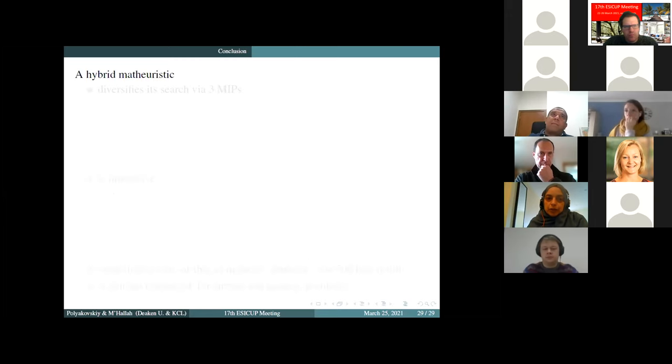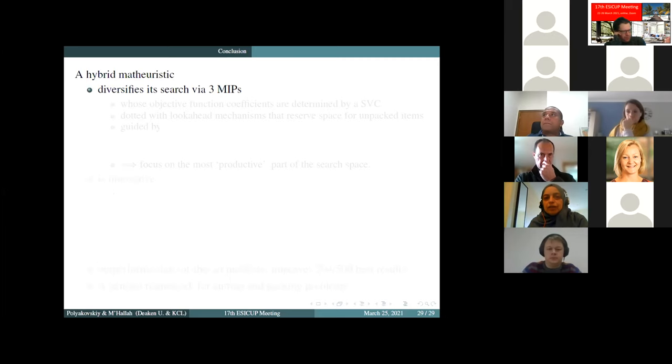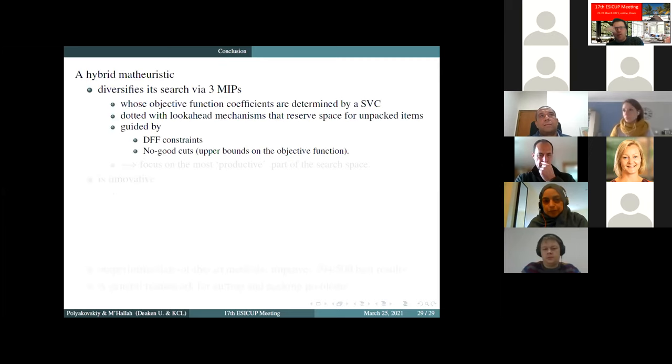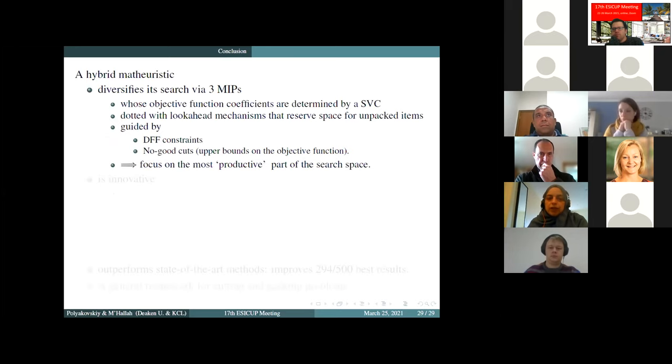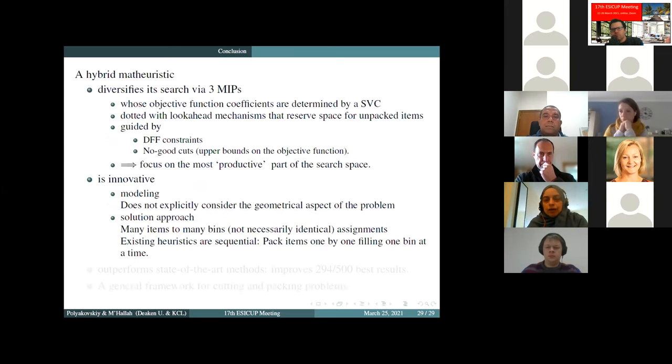So in conclusion, we have provided a matheuristic that diversifies its search using three different mixed integer programs. And we are doting them with look-ahead mechanisms that are based on DFFs and on no-good cuts. So this makes our mixed integer programs focus on the most productive part of the search space. The approach is innovative in the way we model the problem because we do not look at the geometrical aspects at all.